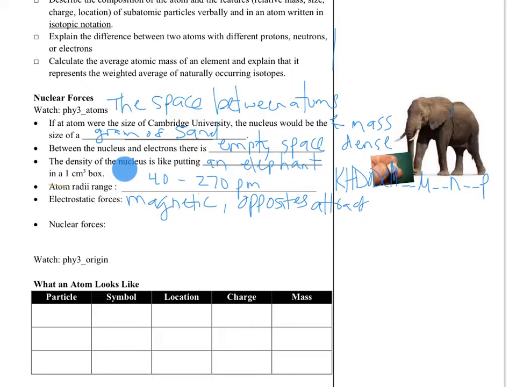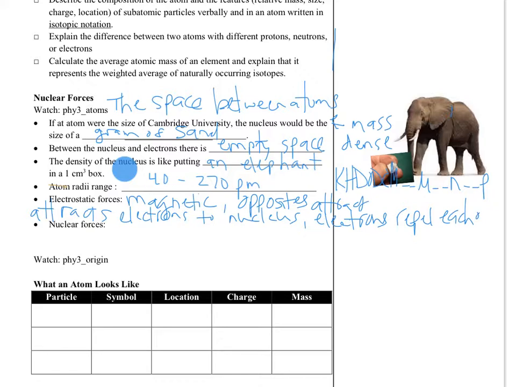And this is what attracts electrons to the nucleus. This is why the electrons stay around the nucleus. But it also is why electrons are so far apart, because the electrons repel each other. So that's why the electrons are so far away from the nucleus and why the atom is mostly empty space, because while the electrons are attracted to the nucleus, they're also repelling each other because they're all negative.